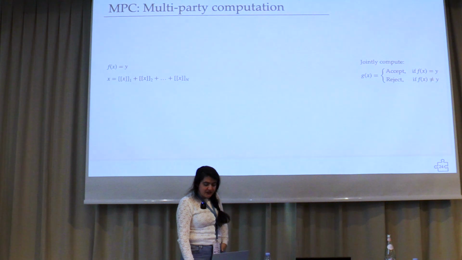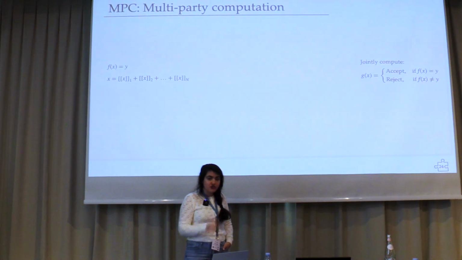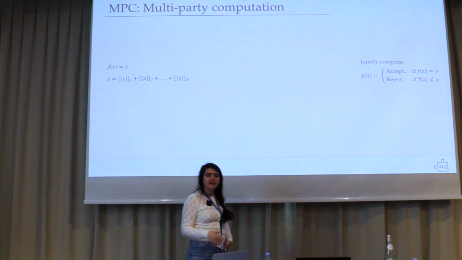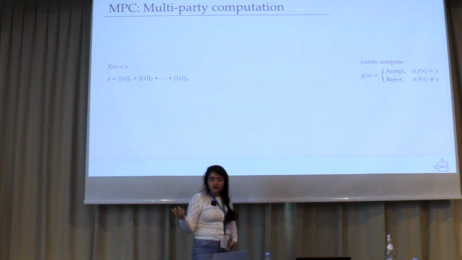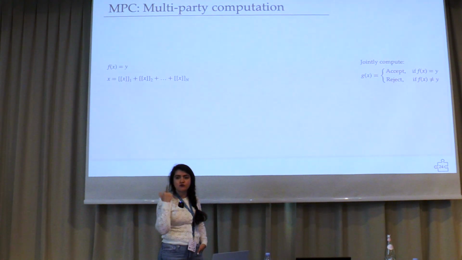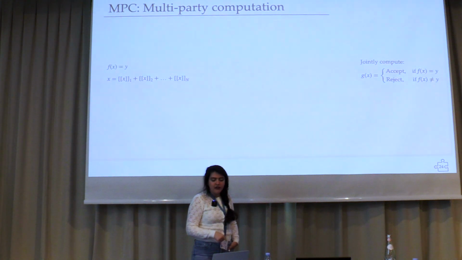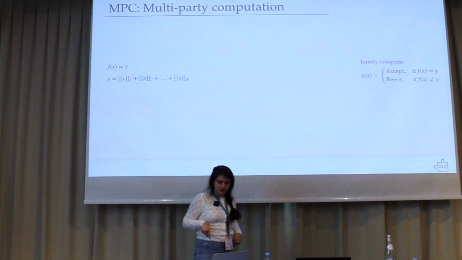And the goal of this MPC protocol is to jointly compute this function g. Okay, what does this function do? It accepts if f of x is indeed y, or it says reject if it is not. But the challenge here is to compute this jointly between the parties.